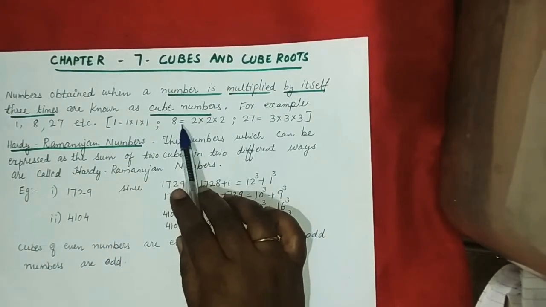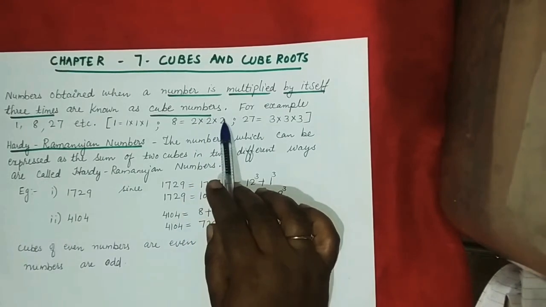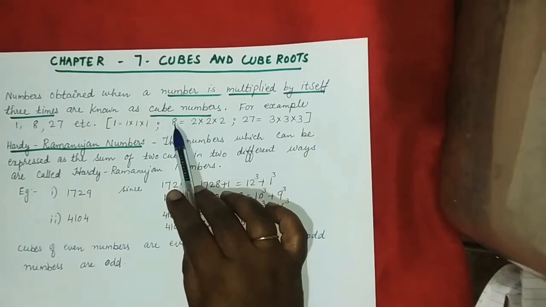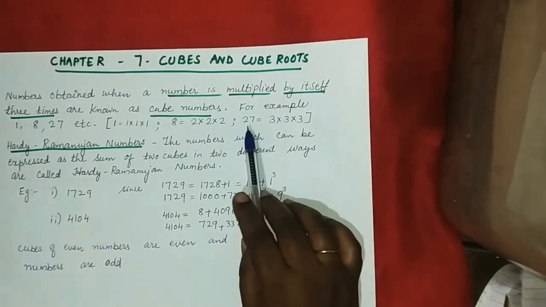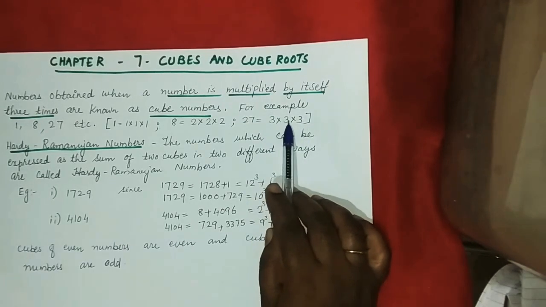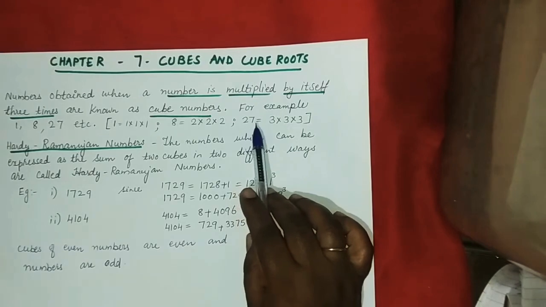8. We can express 8 as 2 into 2 into 2. 2 into 2 is 4, 4 into 2 is 8. The same number 2 is multiplied 3 times, we got 8, so 8 is a cube number. 27, we can express it as 3 into 3 into 3. 3 we multiplied 3 times, then we got 27, so 27 is a cube number.